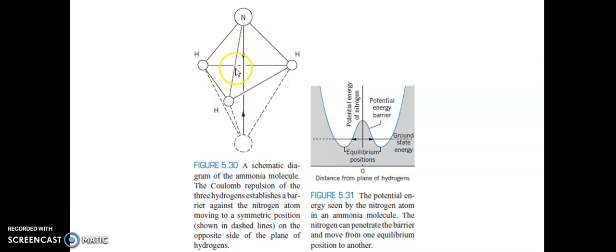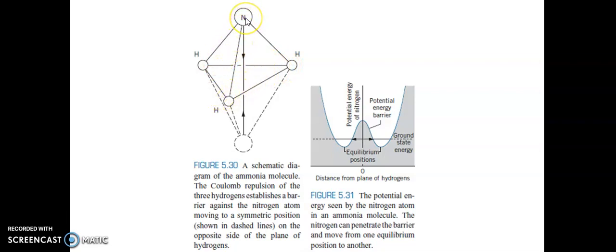This figure shows the representation of ammonia molecule or NH3. So it has one nitrogen atom and three hydrogen atoms which are arranged like this. Suppose we are trying to move the nitrogen atom along the axis of the molecule. So this is the axis towards the plane of hydrogen atoms. So this forms the plane of hydrogen atoms.